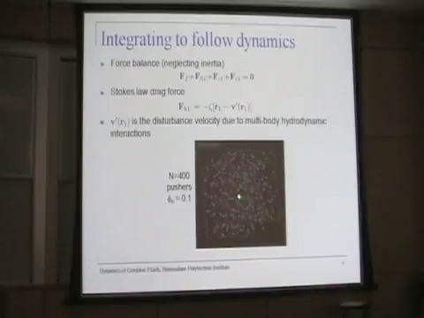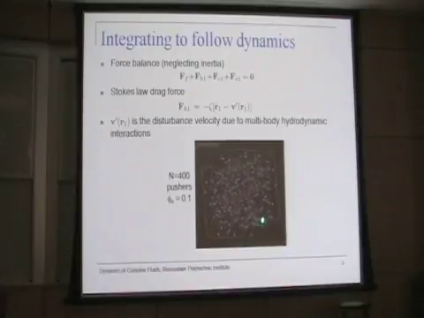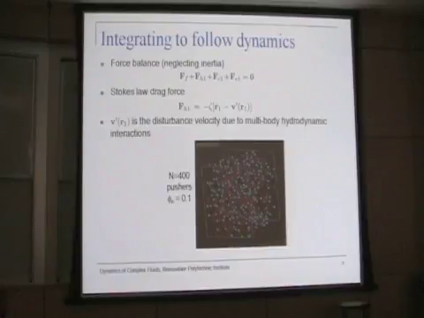This is a movie showing one of the simulations. In these results, I take a 3D periodic box, randomly place these organisms in there, and then follow their motion in time. I do that by neglecting inertia and writing down a force balance. The hydrodynamic force is just a drag: minus a drag coefficient times the velocity of particle 1 minus the velocity of the fluid at the position of particle 1. This fluid velocity is generated by all of the other organisms.